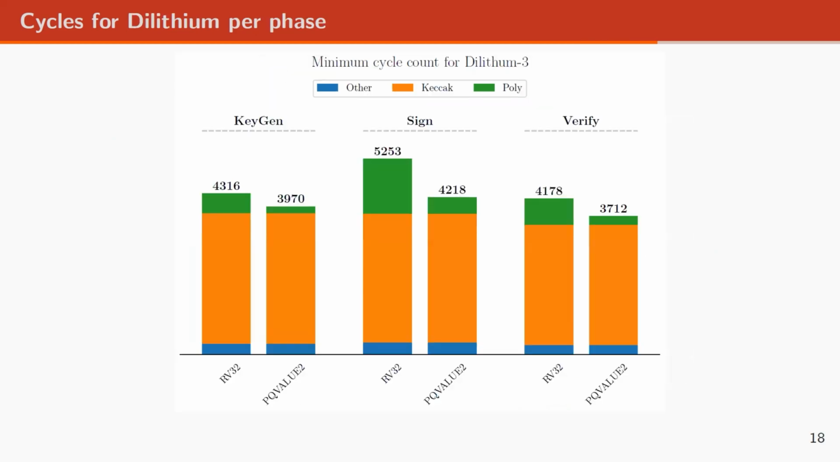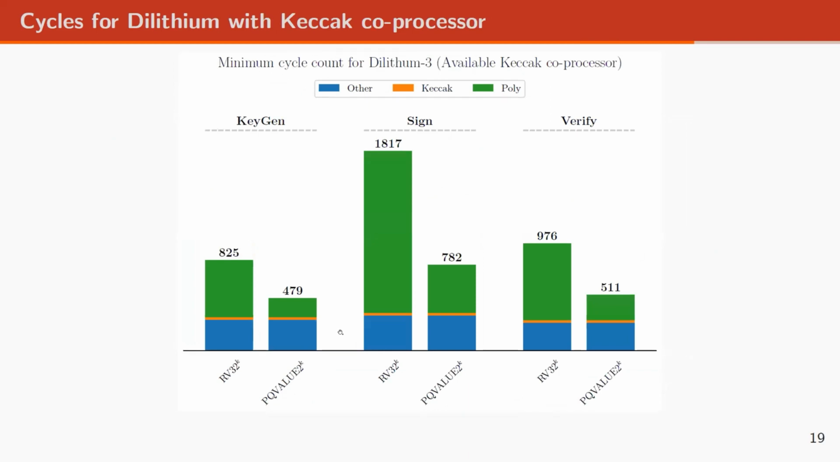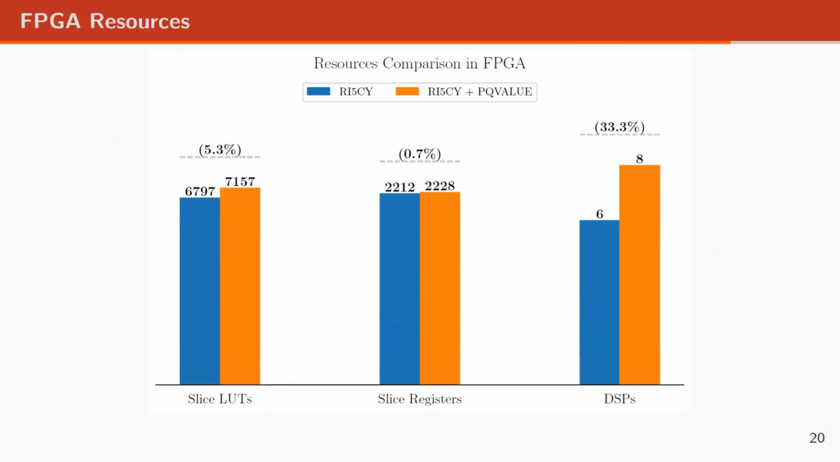So let's see what we have per phase. Per phase, we were here, and we went here. And again, if we remove the Keccak coprocessor, it's more obvious how much speedup we managed to gain.